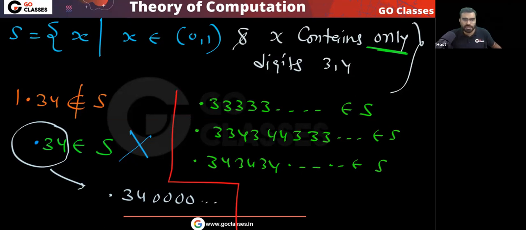Is this clear? Let me know. Did you understand which numbers belong to S? Did you understand this set? In this set, you have those real numbers which are between 0 and 1, which contain only the digits 3 and 4.